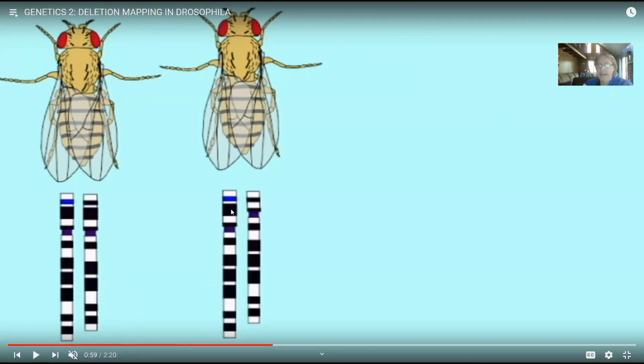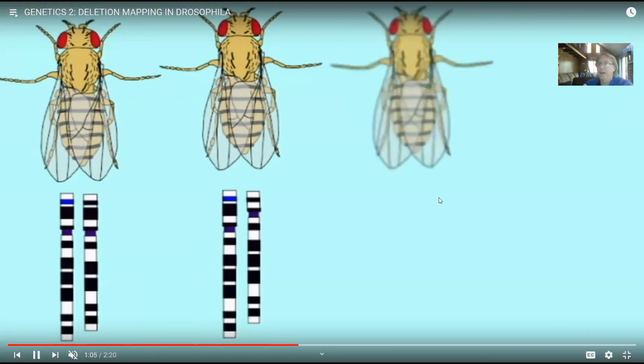So if we're missing this section, if the blue gene was in this section, then now we would only have one copy of the blue gene, the mutant form. The wild type form would now be missing. And then the fly would have brown eyes because there would not be a normal allele to compensate for the mutant allele. But then we would say, nope, it isn't there. And then we would do it again, and we would do it again.